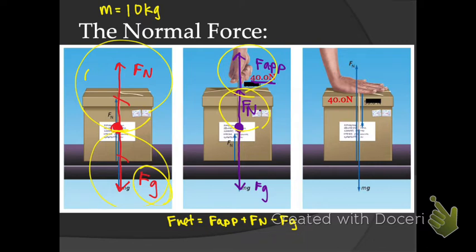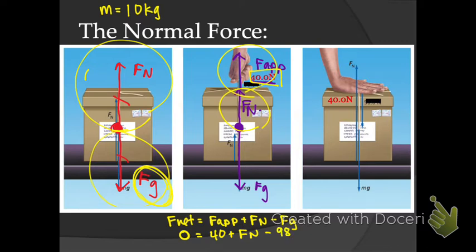Is my object accelerating in the vertical direction, or is it at rest? Is my object essentially at rest? That means my net force would be 0. My applied force, we said, is 40. I don't know my normal force. That's what I'm solving for. And my Fg, I calculated over here: 9.8 times 10 is 98 newtons.